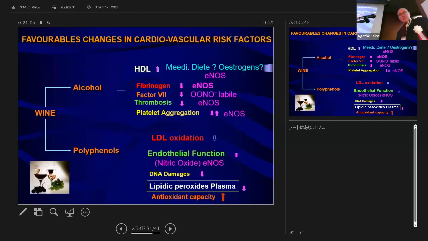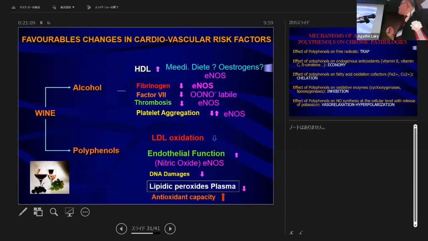So finally, to finish, there is a favorable change in cardio health risk factors. With wine and alcohol, there is an effect on HDL, high density lipoprotein, which increases, while fibrinogen decreases, factor 7 decreases, thrombosis decreases, and platelet aggregation decreases. And then for polyphenols, there is a decrease of LDL oxidation, endothelial function with nitric oxide synthase that is increasing, DNA damage that decreases, plasma lipid peroxides that decrease, and antioxidant capacities that increase.